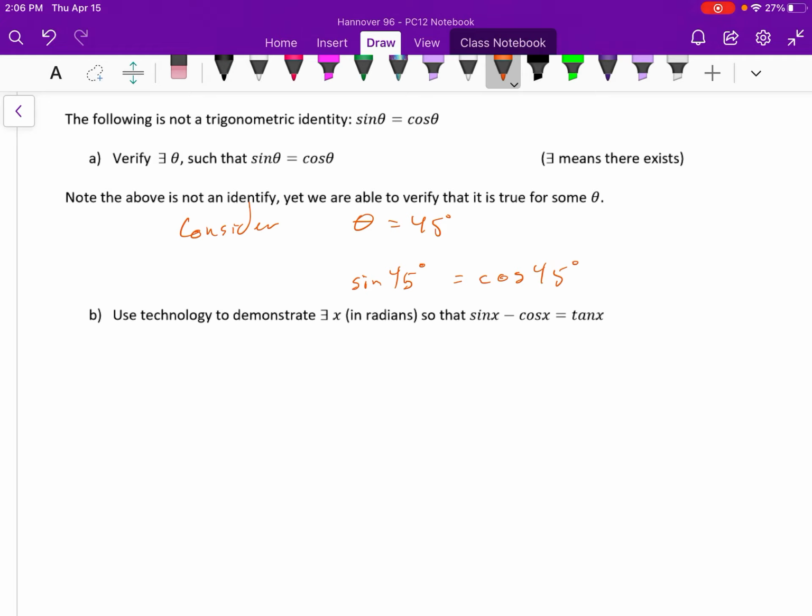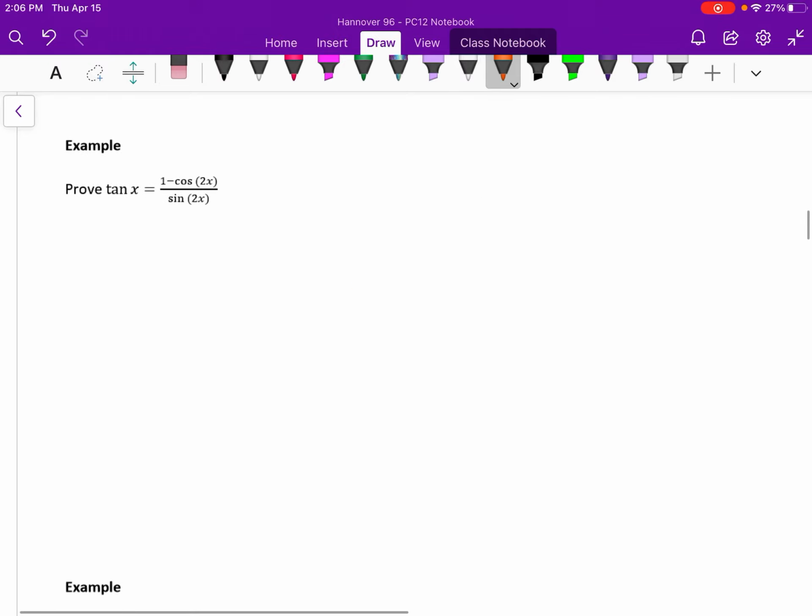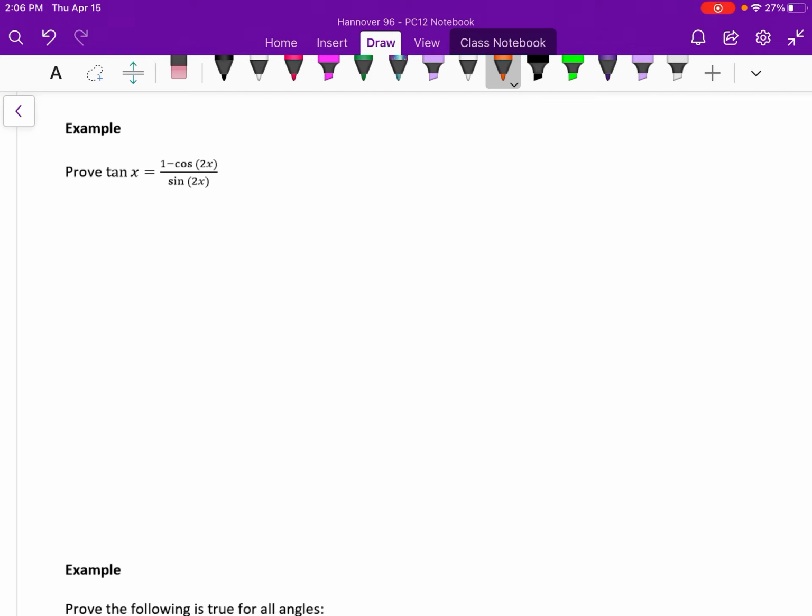What I would like you to do is use technology to demonstrate there exists, in radians, an x such that sine x minus cosine x is equal to tan x. I'll leave this as an exercise for yourself. All right.